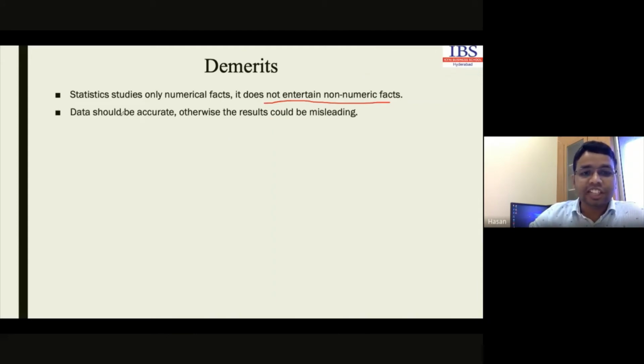Next one is that data should be accurate. This is the point of concern here. Statistics will give the accurate result if we use accurate data. Otherwise, it will be misleading.